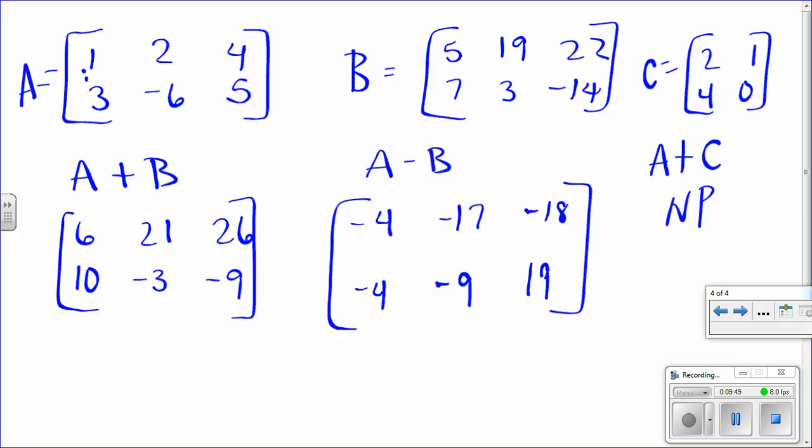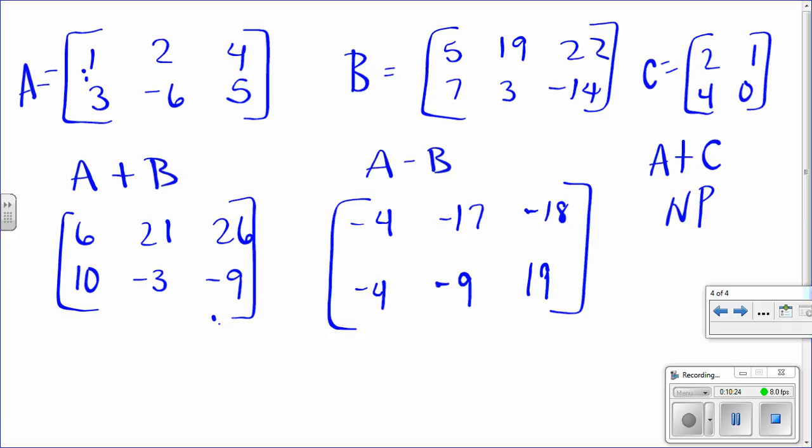Some things about matrices. Matrix addition is commutative. It doesn't matter what order. If I add A plus B or B plus A, I'm going to get the same answer. Matrix subtraction, like regular subtraction, is not commutative. A minus B is not the same as B minus A. But that's real subtraction too. So, like 4 minus 7 is not the same as 7 minus 4. Okay?